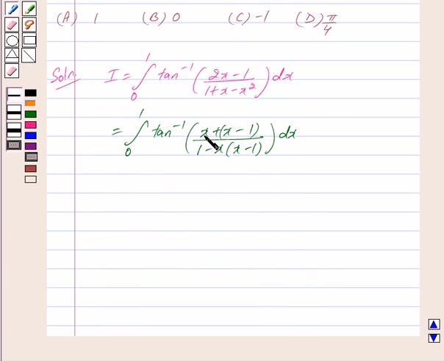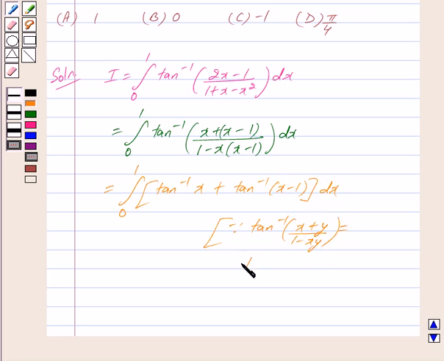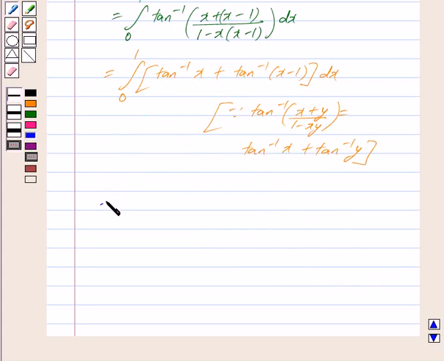Now, since tan inverse of (x plus y) upon (1 minus xy) is equal to tan inverse x plus tan inverse y, we can write this as the integral from 0 to 1 of tan inverse x plus tan inverse y. Now taking y as x minus 1, we get tan inverse of (x minus 1) dx. And this is equal to the integral from 0 to 1 of 1 into tan inverse x dx plus the integral from 0 to 1 of 1 into tan inverse of (x minus 1) dx.